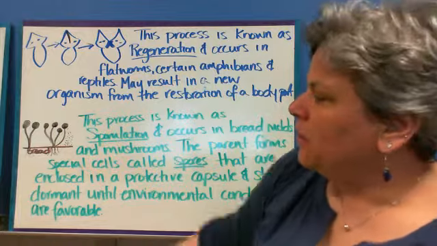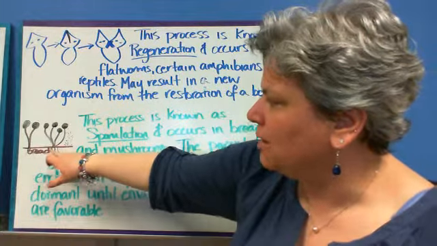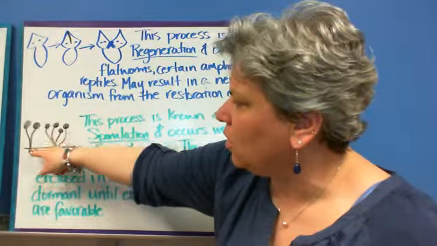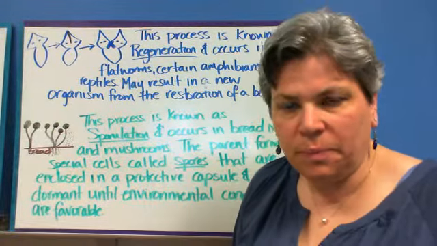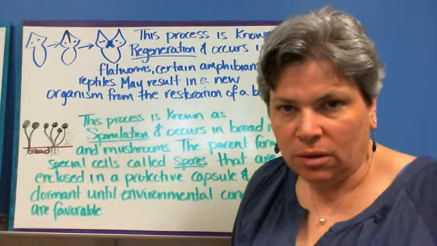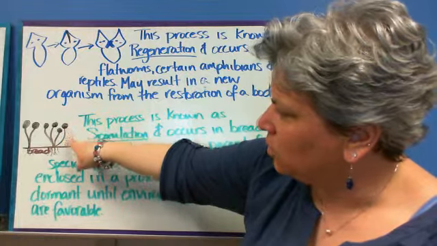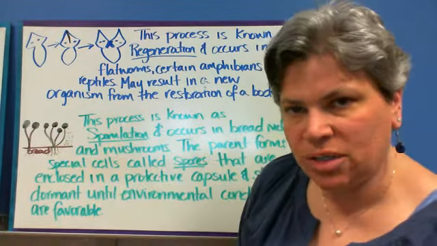Another example here, what I'm trying to draw, here's my piece of bread, the brown part, and then the black are the pieces of bread mold. And then from one of those pieces of bread mold, I get these little black things, which are known as spores.